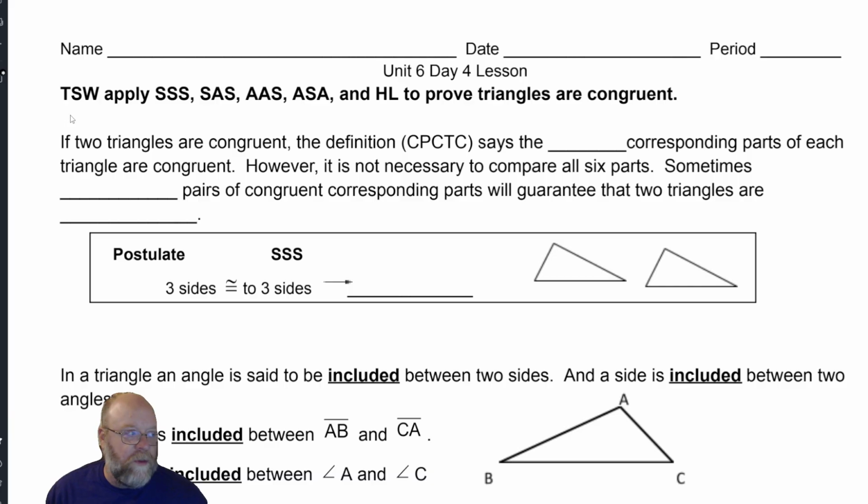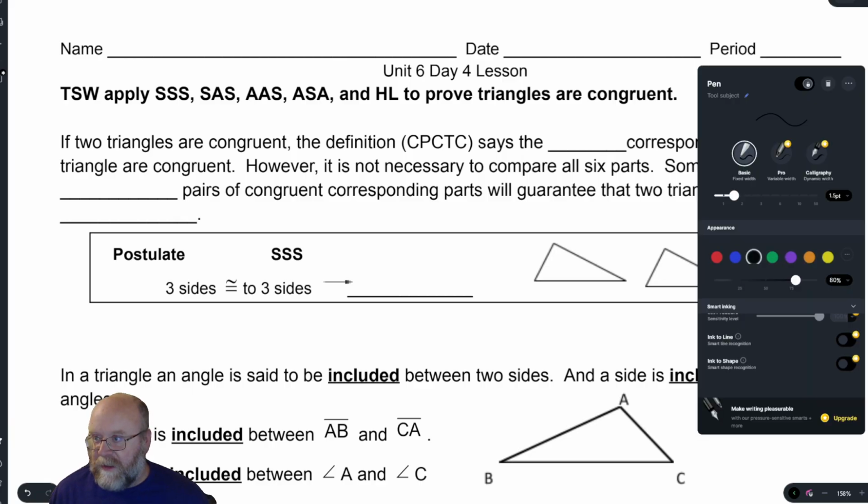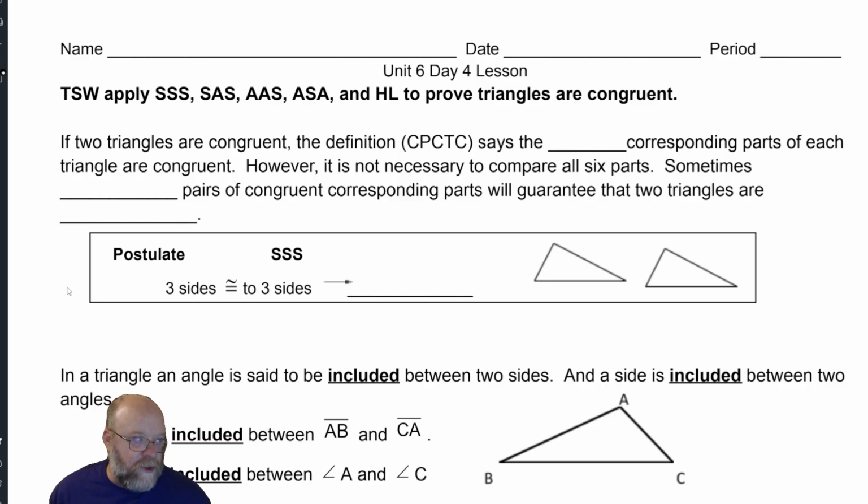Okay, so the student will apply SSS, SAS, AAS, ASA, and HL to prove triangles are congruent. In the last lesson, we used the definition of congruent triangles in the proof to prove that triangles are congruent. Well, that is completely inefficient and a ridiculous thing to do. Usually, you can figure out a triangle's congruent way more quickly than doing all 6 of the parts. And that's what this lesson is about. So let's talk about it.